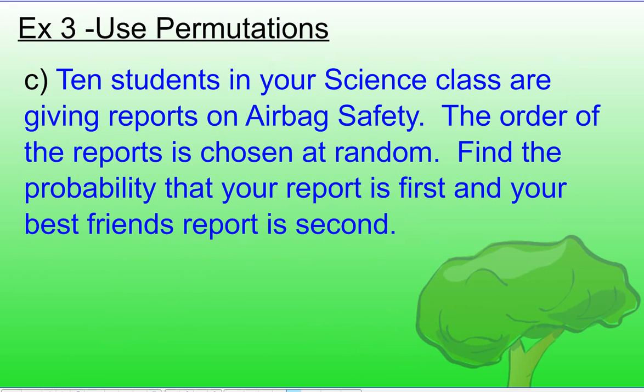Please try letter C. It's a slightly different scenario. It says 10 students in your science class are giving reports on airbag safety. The order of the reports is chosen at random. Find the probability that your report is first and your best friend's report second. Pause the video, do the problem right now. When you're ready to continue, hit play, and we'll go through it together.